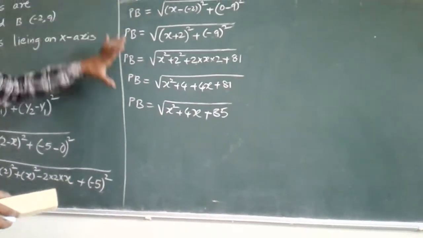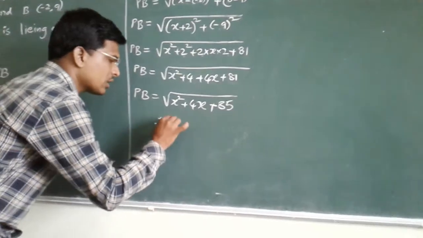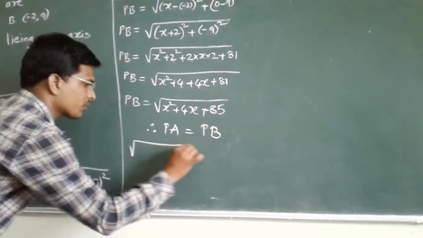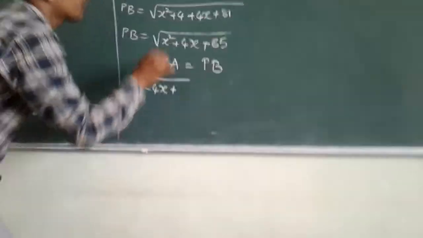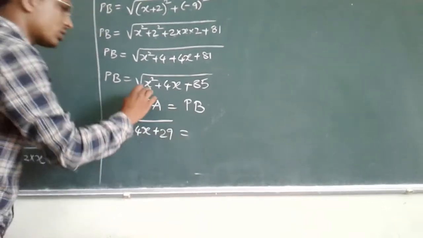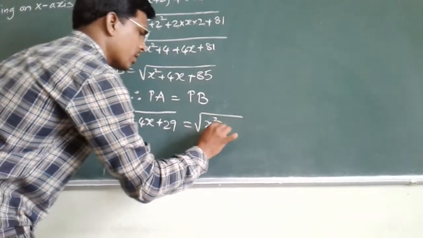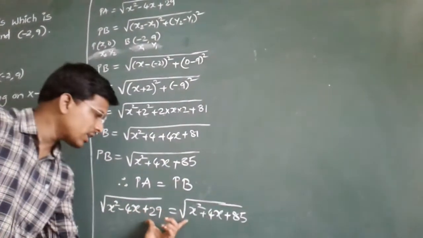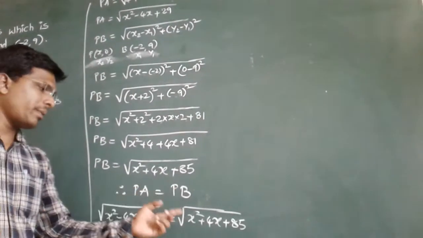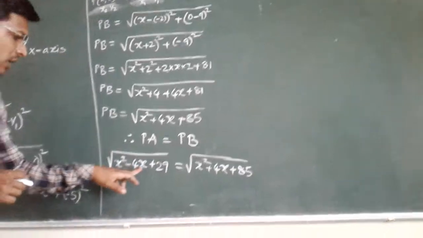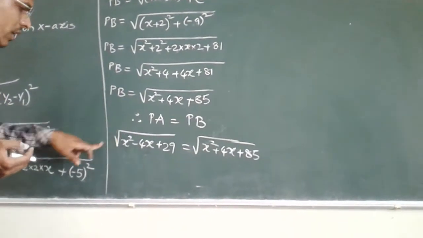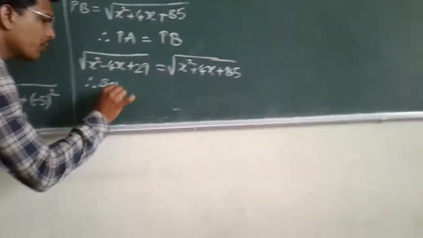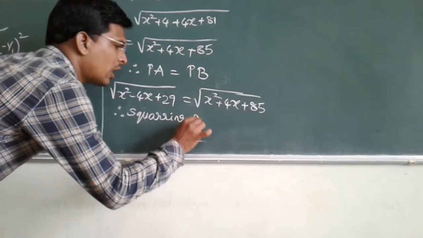Now we equate the PA value and PB value according to the condition. So PA is equal to PB. What is the PA value? Under root of x square minus 4x plus 29 is equal to under root of x square plus 4x plus 85. So we have equated these two values, PA distance and PB distance. Now we want to find the value of x here. So that's what I am doing. I want to remove this square root. So for that I am applying squaring on both sides.